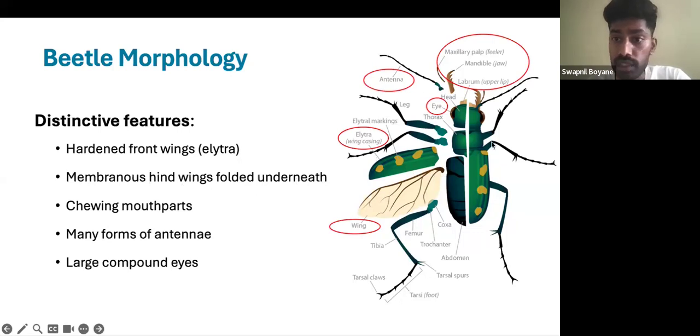One more character I forgot to mention is that the beetle body is divided into three parts. First is the head, then the second part is the thorax, and then the abdomen. The thorax mainly has all the appendages, like legs, connected to it. There are multiple types of antennal variation in beetles that we will see as we go ahead. And they have large compound eyes as usual, like other insects.